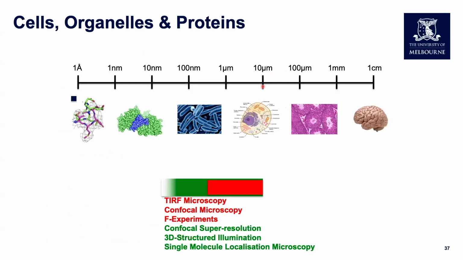Okay, so that's everything I wanted to cover in your kind of up to cellular-based resolution. The next few applications that we'll go through will focus on cells, organelles, and proteins. And we're going to cover a few applications here again. So TIRF microscopy, confocal microscopy, a group of methods called the FRAP experiments. And then we'll go into some of the super resolution methods as well. So confocal, super resolution, structured illumination microscopy, and then single molecule localization microscopy.